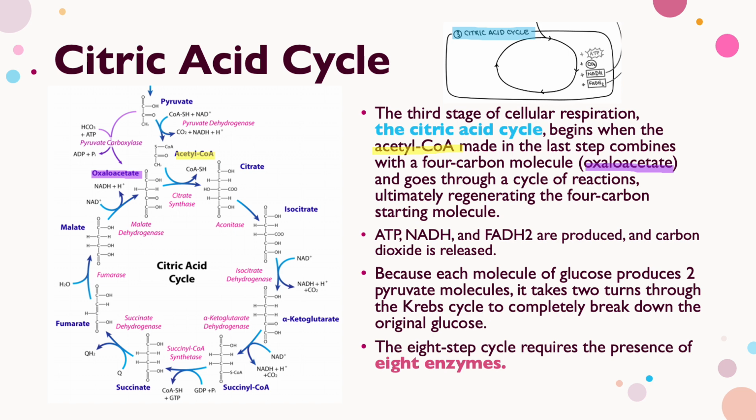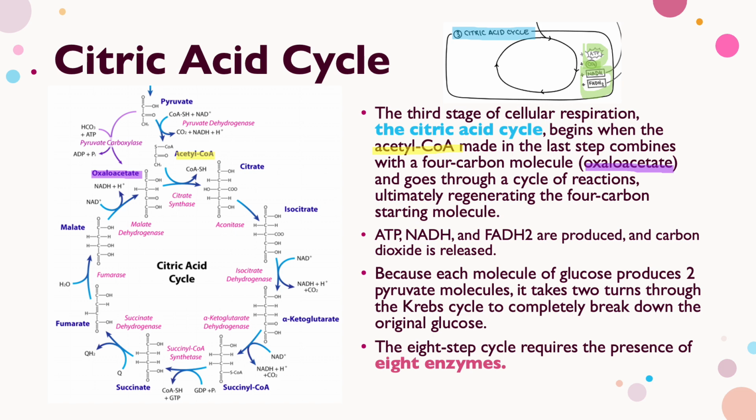So through the process, ATP, NADH, and FADH2 are produced, as you can see here. I just blocked out this CO2, but CO2, or carbon dioxide, is also released. Because each molecule of glucose produces 2 pyruvate molecules, it takes 2 turns through this cycle to completely break down the original glucose.